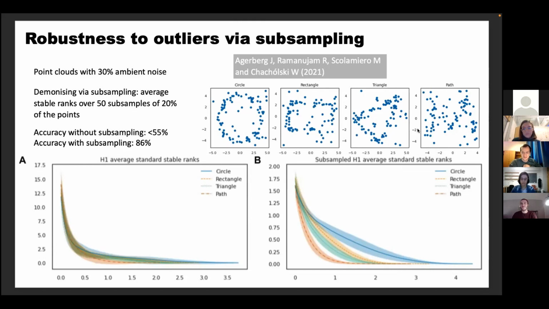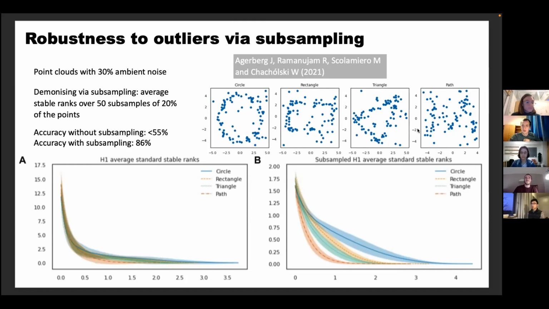Okay, thank you. We have a question from Francesca, and we have another question in the chat. Let's see. So Rolando asks, how would the behavior of stable rank in high-dimensional homology groups be?